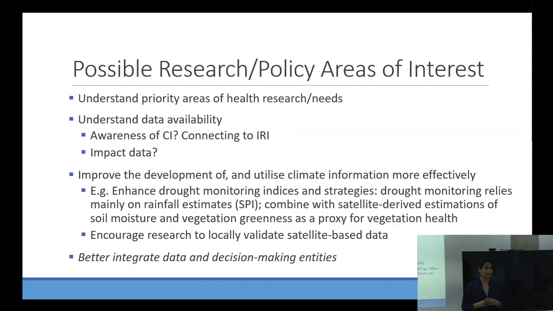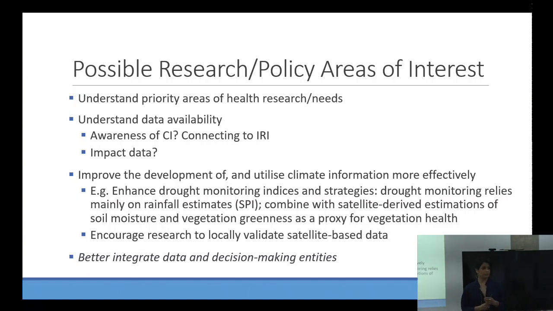Data availability. We've been talking a lot about data, and I see there's a lot of connections between ministerial websites and providing this data free of charge, which is amazingly awesome. I think it's important to understand what's there, collating what's available, timelines, time scales, resolutions, to realize what could be possible in terms of a research or a policy frontier forward. Awareness of this climate information, maybe connecting to the IRI. They've always been excited to work with international partners on this.